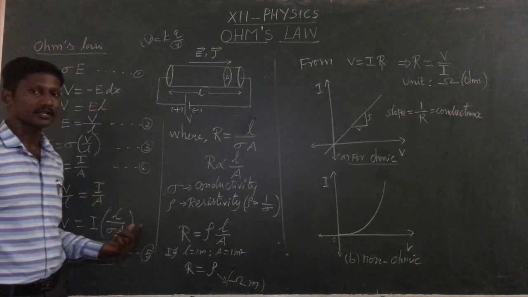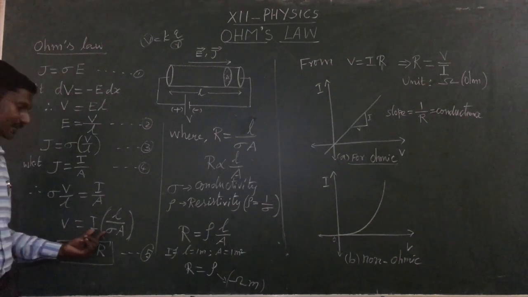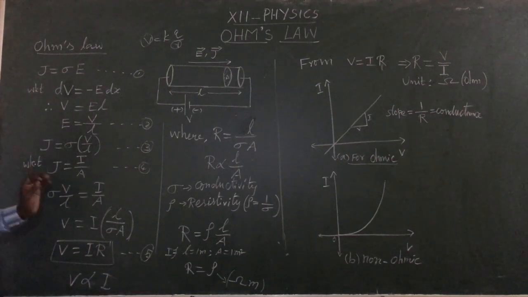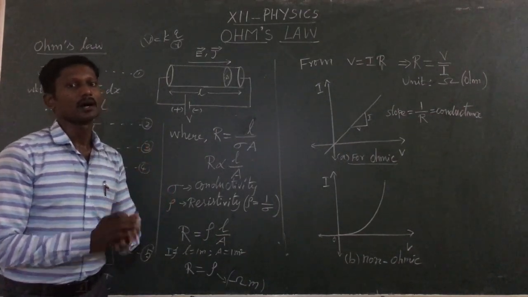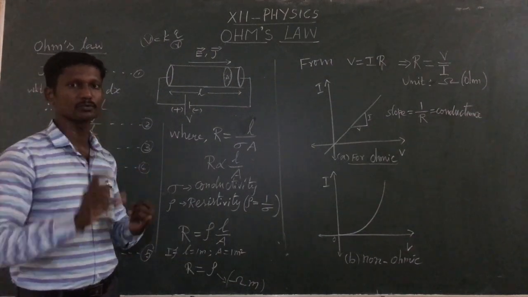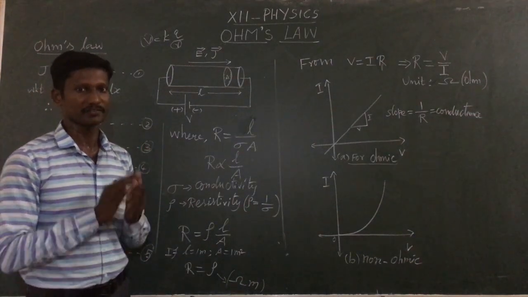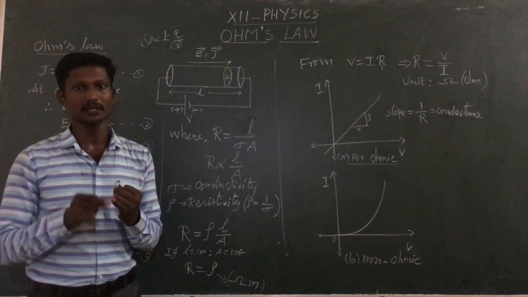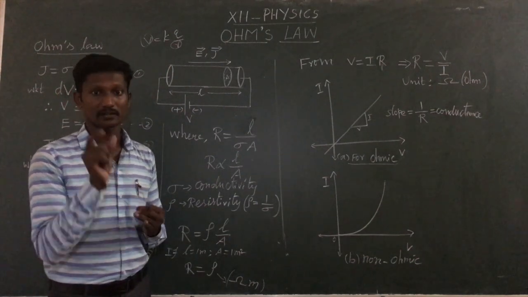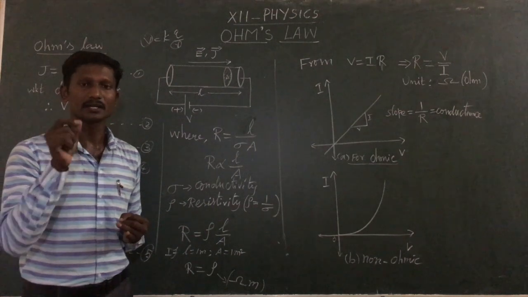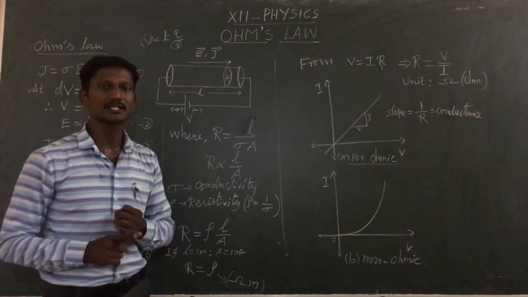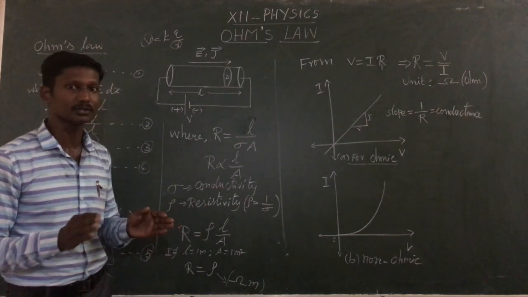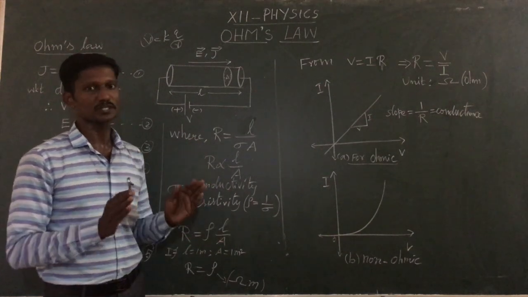In 10th standard we studied that potential difference is directly proportional to current, isn't it? V is directly proportional to I. But in the correct statement of Ohm's law, the phrase at constant temperature is very, very important. In our book we don't have that statement. Ohm's law states that at constant temperature, a steady current, not a variable current, flowing through a conductor is directly proportional to the potential difference between the two ends of the conductor. That is known as Ohm's law.